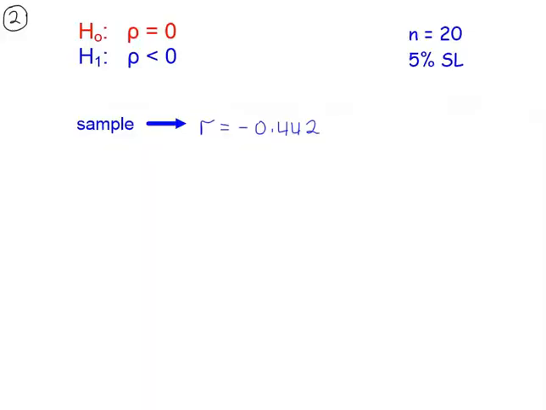Example 2. All of this information is given right from the beginning. We're testing for a negative correlation, and that means we have a one-tailed test, 5% significance level. The sample size was 20, and the sample PMCC value was minus 0.442.